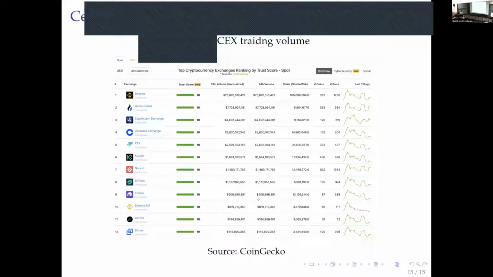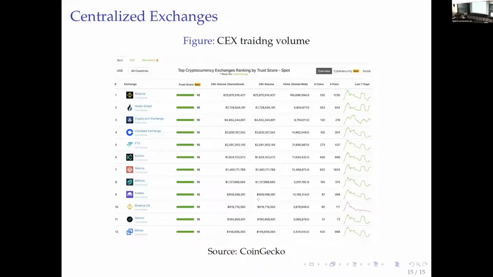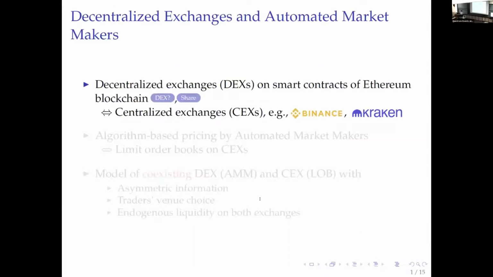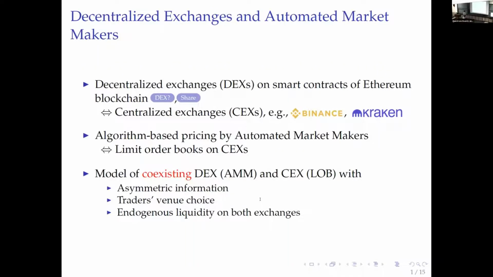But at the same time, we know that traditional centralized exchanges with limit orders, like Binance, Bittrex, and Coinbase, still have huge trading volume. So this implies that we have both this new market making structure, AMM, and the limit order system. We don't know which one is going to dominate in the future, but at least in this transition, we're going to have both.